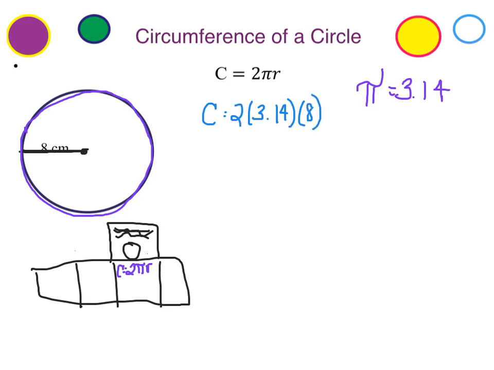So to find the circumference, all I need to do is plug in my numbers. And again, when all of the numbers or symbols are touching, that just means multiply. So I'm going to multiply 2 times 3.14 times 8, and I get C equals 50.24 centimeters. So the distance around that circle measures 50.24 centimeters. Be sure you have this example in your foldable right here under the formula.